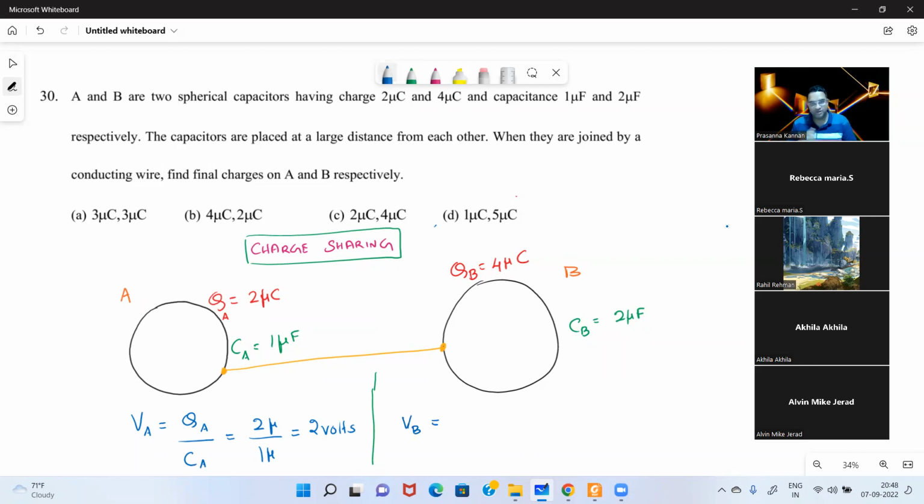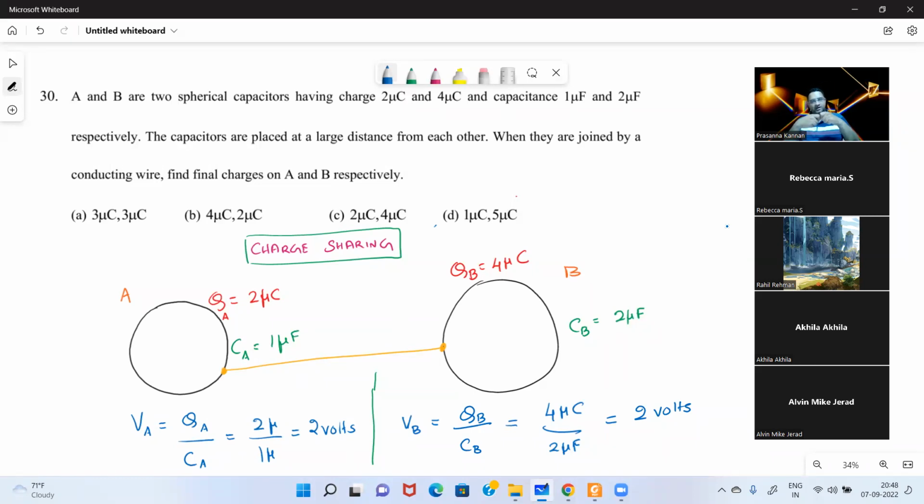Let's find out what is the potential on the capacitor 2. That is going to be QB divided by CB. What is QB equal to? 4 microcoulomb. What is CB equal to? 2 microfarad. What is the voltage here? 2 volts. So both the capacitors already are at the same voltage, correct or not? Yes, sir.